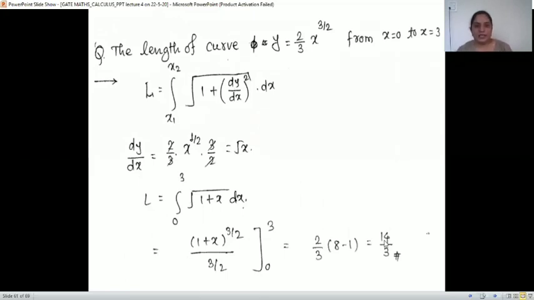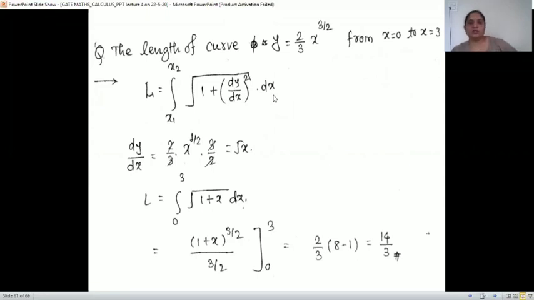Okay, next is length of the curve, and there are two formulae for length of the curve. First, if we have limits of x, then it is integration from x1 to x2 of under root 1 plus (dy by dx) whole square, with respect to x, right? And one more formula is, if we have integration from y1 to y2, then it is root 1 plus (dx by dy) square with respect to y.